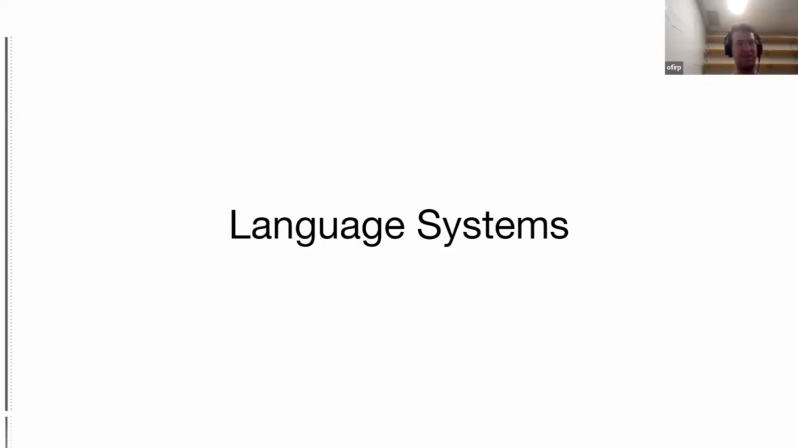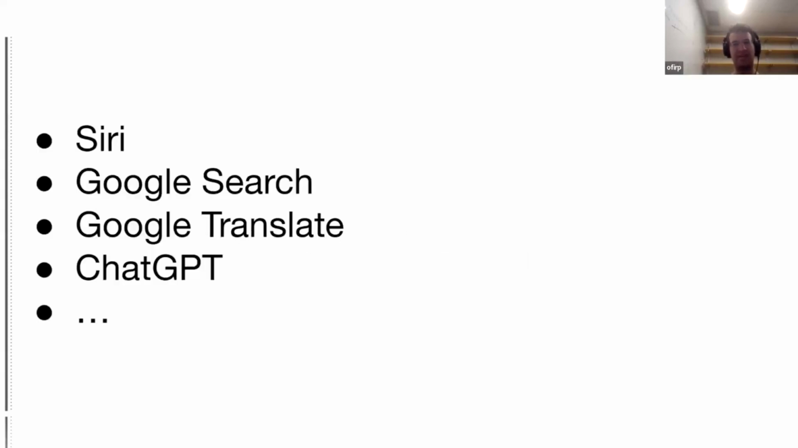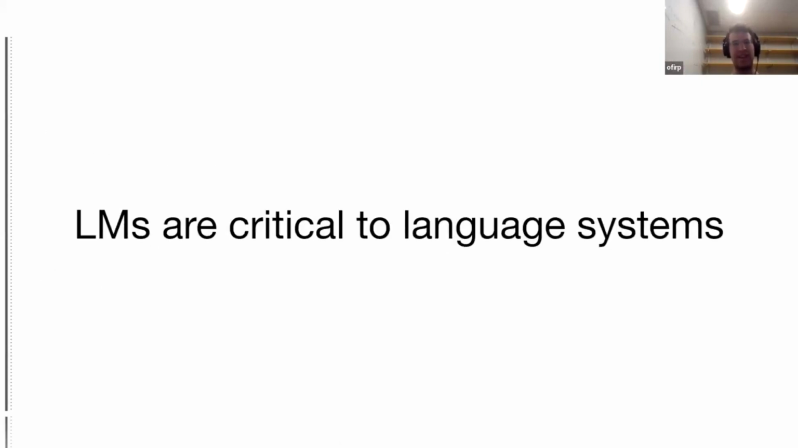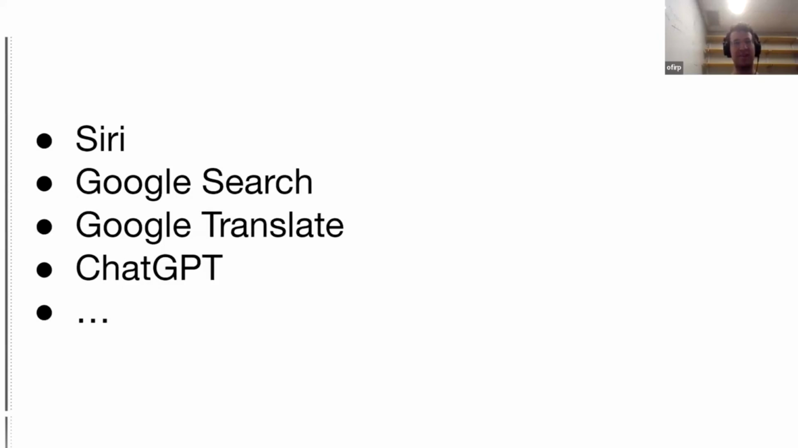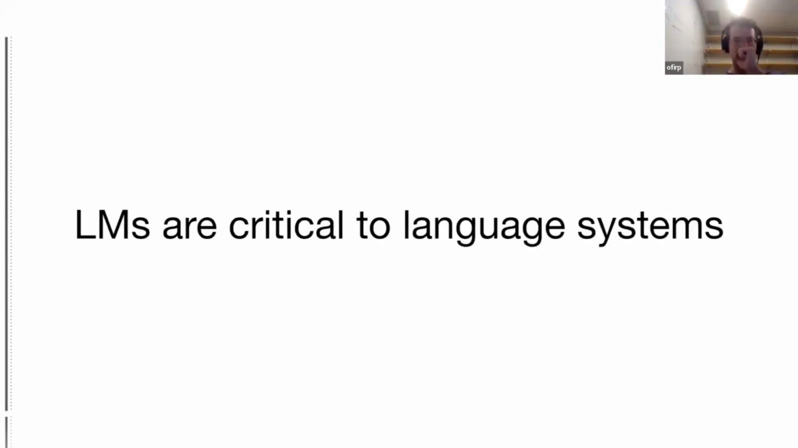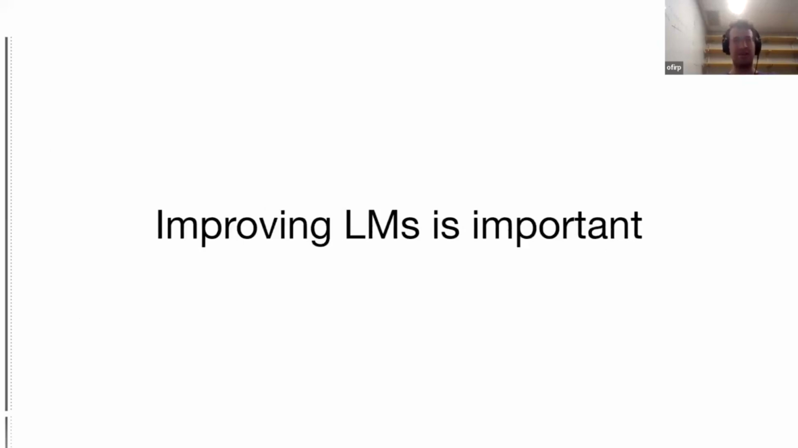So for this talk, I'm going to define a language system to be any computer application that has a language component to it. So Siri, Google Search, Translate, ChatGPT, these are all language systems. And today, it's pretty clear to everybody that language models are critical to language systems, right? Each one of these things is either just a language model or somehow uses a language model. Google Search uses BERT, which is a masked language model. But yeah, language models are a core component. They're going to become more and more important in the future. So improving language models is super important. There's no debate about that.